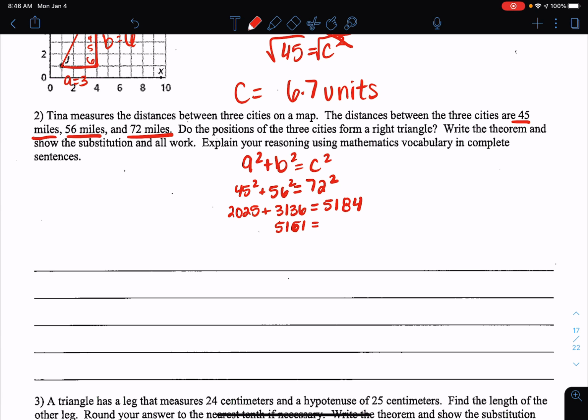Okay, now there's nothing that I can simplify on the right side of that equal sign, so I'm just going to bring that down, which is 5,184. Now, if you look at both sides, they do not equal each other. My two legs do not equal the same thing as 5,184, which is my hypotenuse. Therefore, I do not have a right triangle.